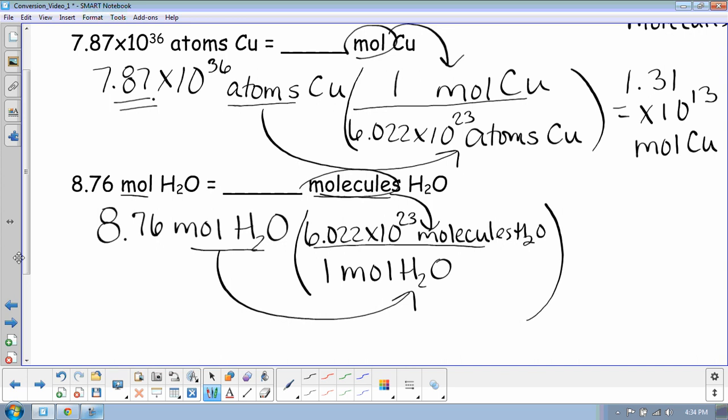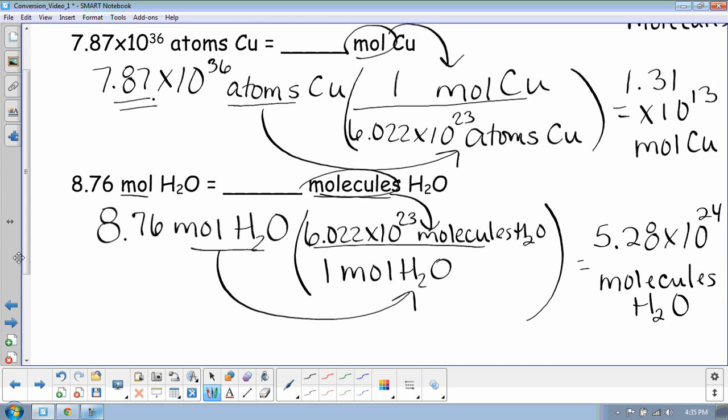Again, fair warning, we want to make sure that we're still putting the 6.022 times 10 to the 23 in parentheses and multiplying this by 8.76. After I multiply all these together, I end up with 5.28, if I'm rounding to the correct number of significant figures, times 10 to the 24th. And this is going to be molecules of H2O. Again, make sure you are filling out your units at the end so that you are getting a complete answer, as that's always a couple of points on the test.